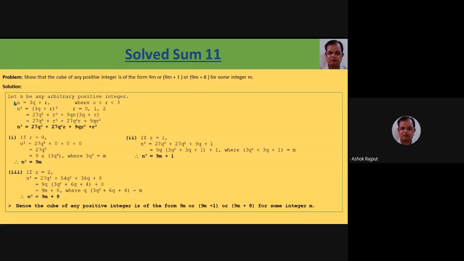Have you understood all the steps? First you take the remainder, then take any number and cube both sides and arrange. Use the remainder as 0, 1, 2 and decide whether it is in the form 9m, 9m + 1 or 9m + 8. This way you can solve this problem. So you should practice other such sums also.